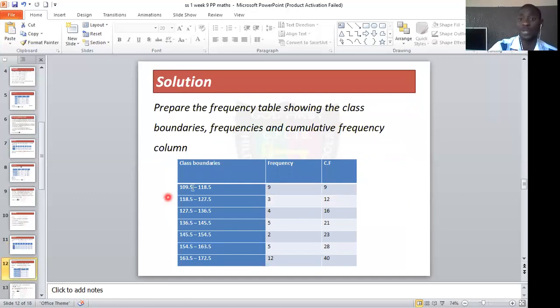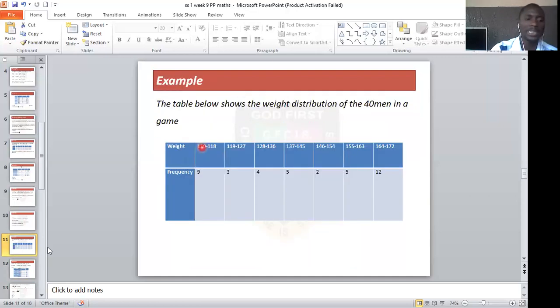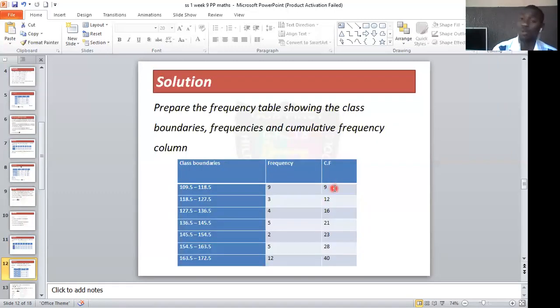Your lower class boundary will now be 109.5, that is 110 minus 0.5, and 118 plus 0.5 gives your upper class boundary. I already explained how to get the class boundary. The frequency for the first one, 110 to 118, is 9. The cumulative frequency is also equal to the first frequency on the table.